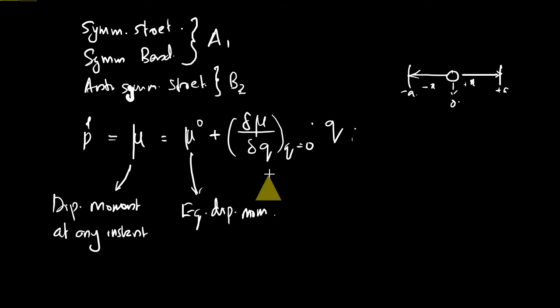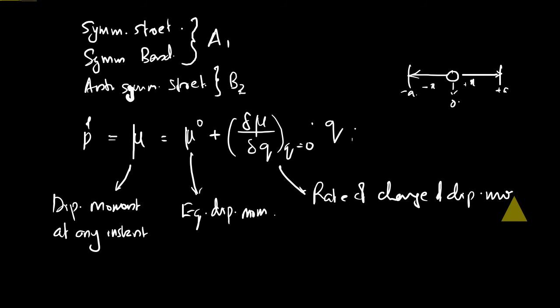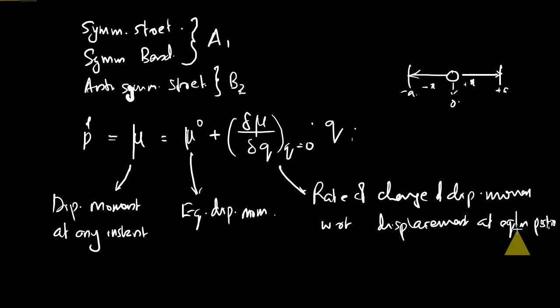So this is the rate of change of the dipole moment with respect to displacement at the equilibrium position. That is very important. Okay, so what is the meaning of that? What is the rate of change of dipole moment with respect to displacement at the equilibrium position?